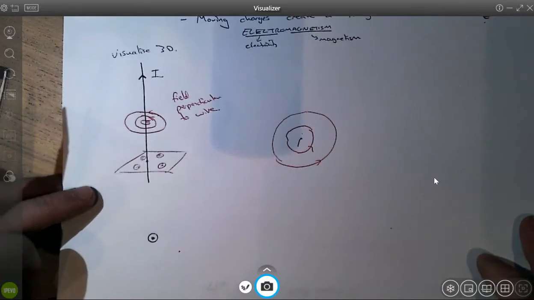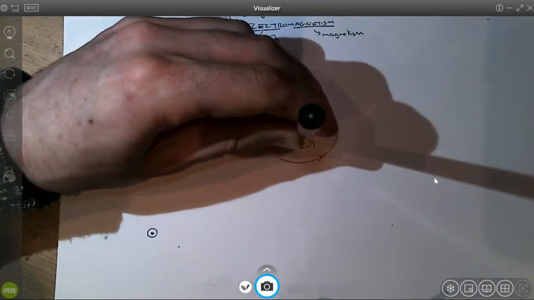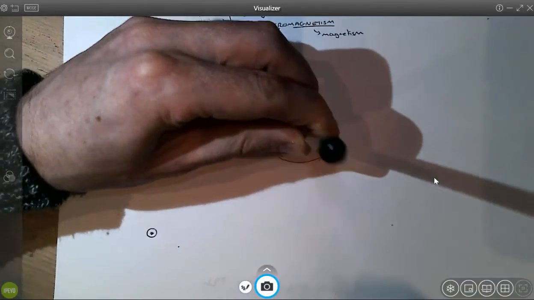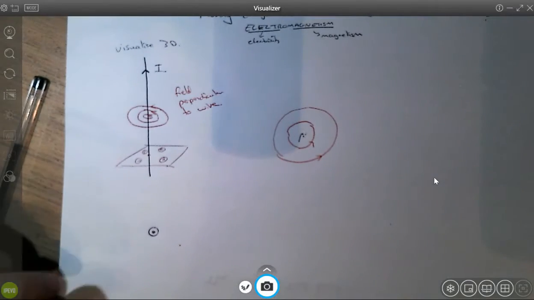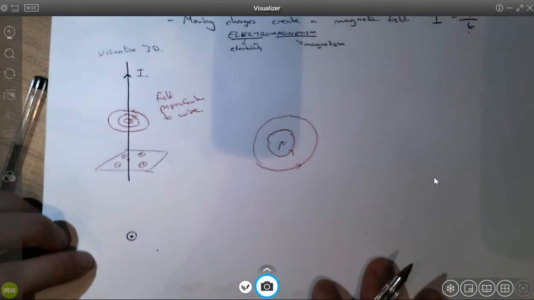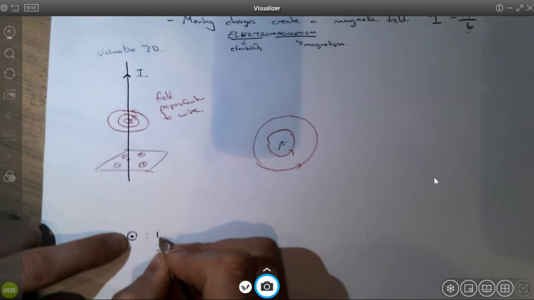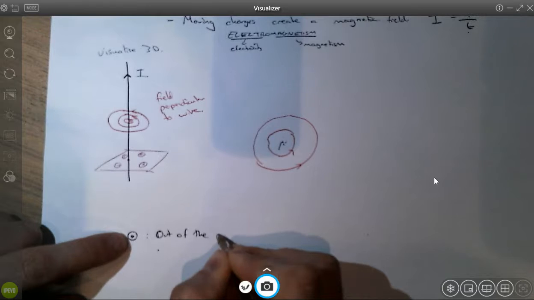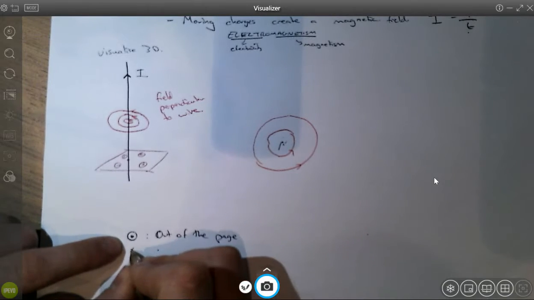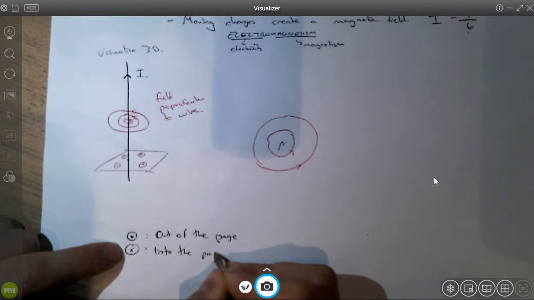Now, if you're trying to demonstrate something like this, like my very messy diagram where wires coming into or out of the page, and you want to represent that on a piece of paper, you need to use this convention. You need to use this symbol here, means out of the page, and you need to use this symbol here, means into the page.